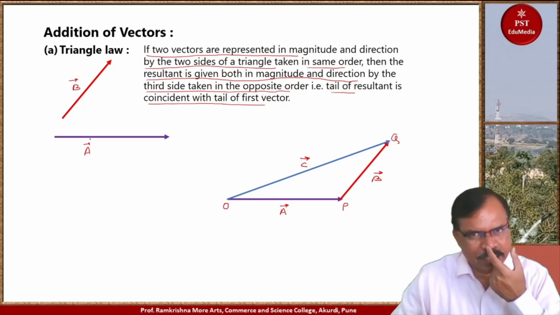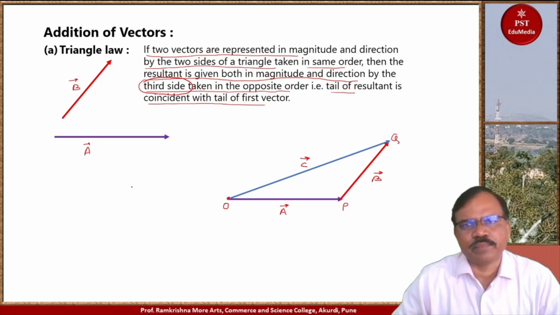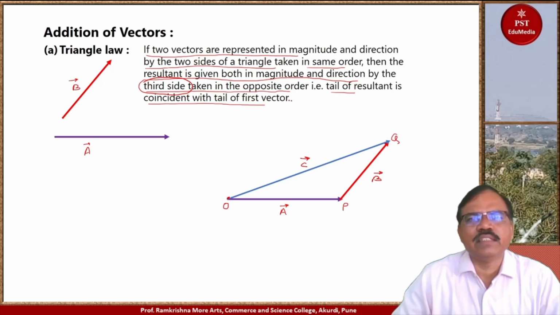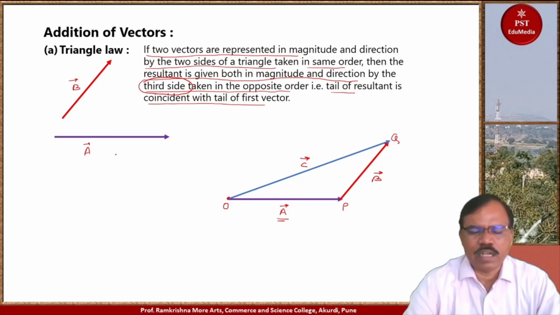So here this is triangle. So here third vector, that is third side, that is C or OQ, that is tail of resultant. See here, this is tail of resultant OQ or vector C, is coincident with the tail of first vector. This is also tail of first vector, that is vector A. So this is called triangle law.